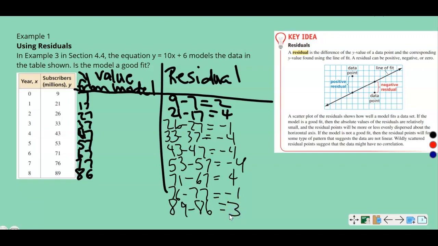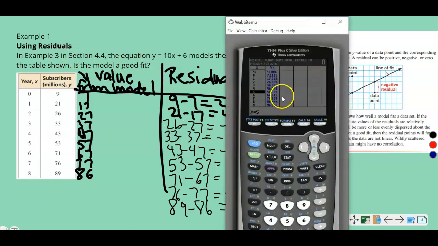So you can see all those residuals kind of fall there. You could graph that. I'm not worried about graphing that. It says, is the model a good fit? Looking at your calculator, if you graph this, you can see that this line goes very close to all of those data points in the table. So you can say that this is a good fit.